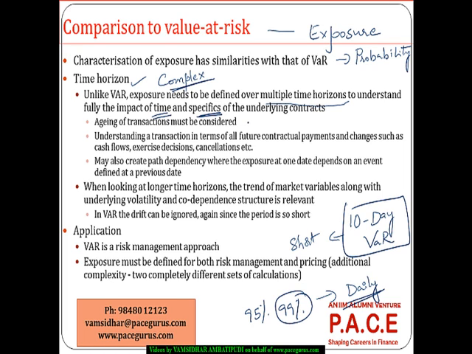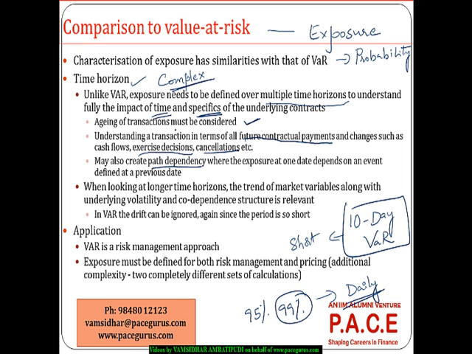Then within that, I'm looking at the aging of different kinds of transactions, because some contracts would be expiring in another 2 months, whereas some of them would be expiring in 2 years, and some of them after 10 years. And for every transaction, I have to understand what all the future contractual payments are, how they are going to change, when they are going to be exercised, the cancellations, which means there is a lot of path dependency. Exposure of one date is dependent on the exposure of the previous date.